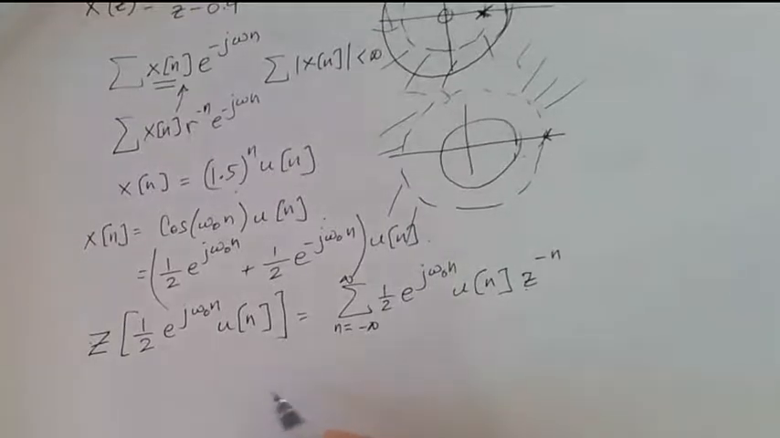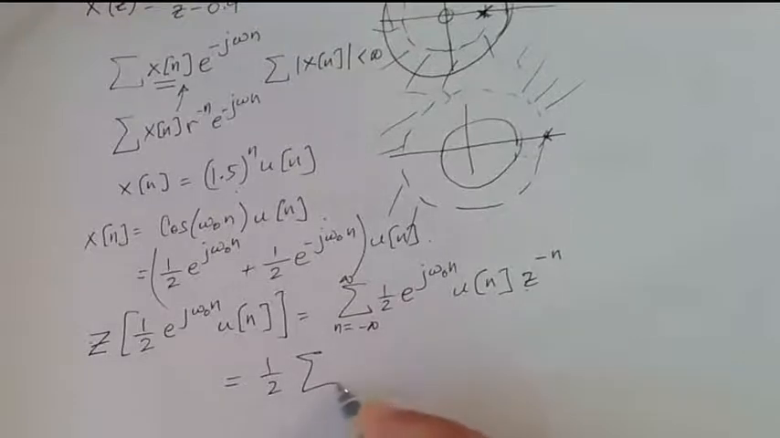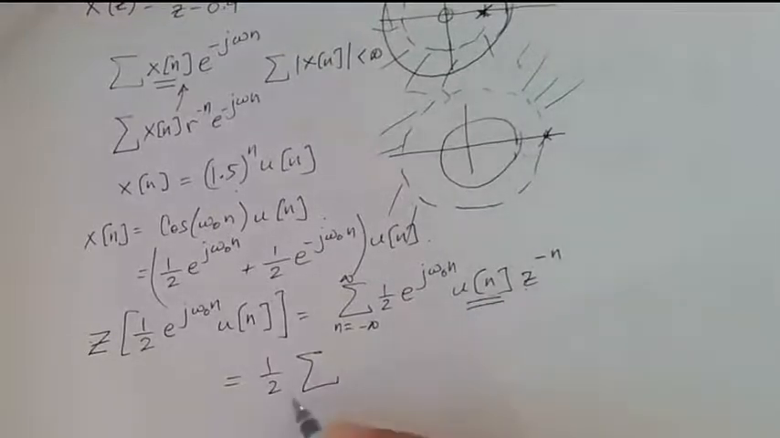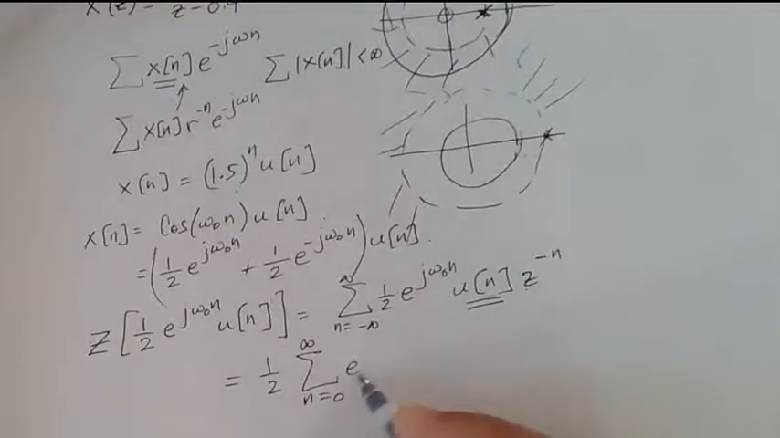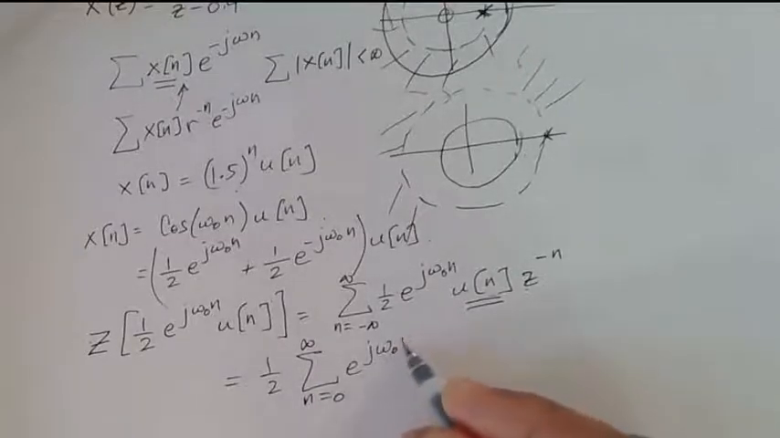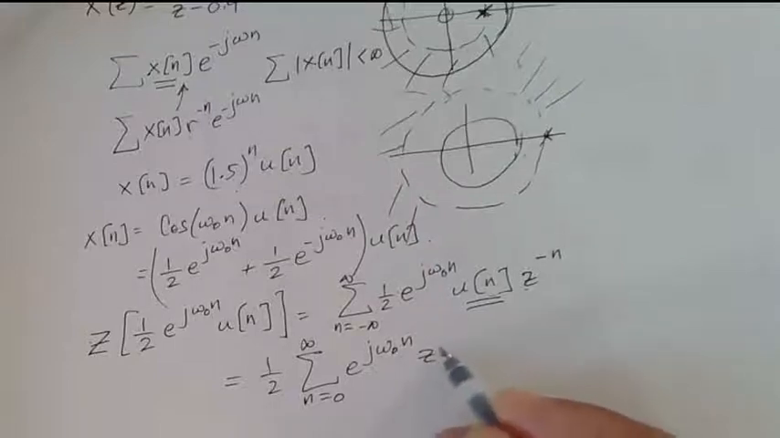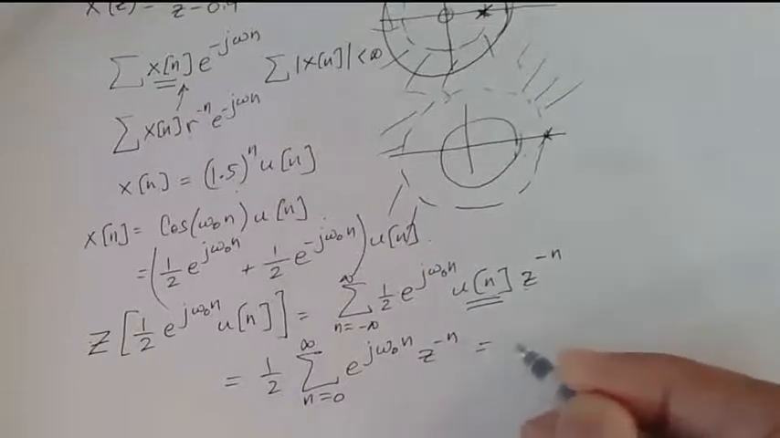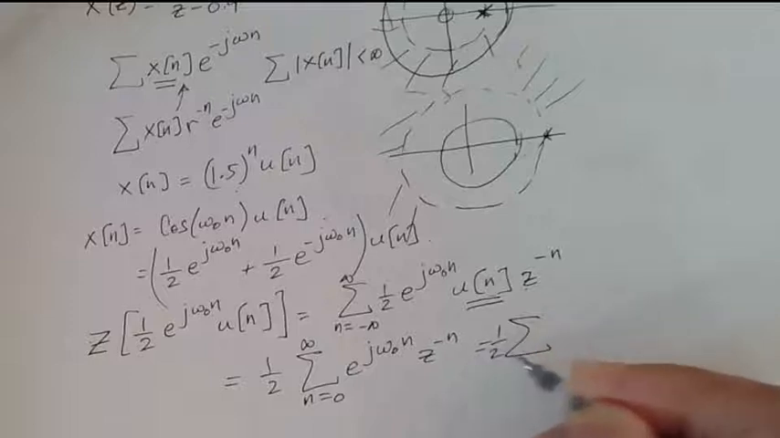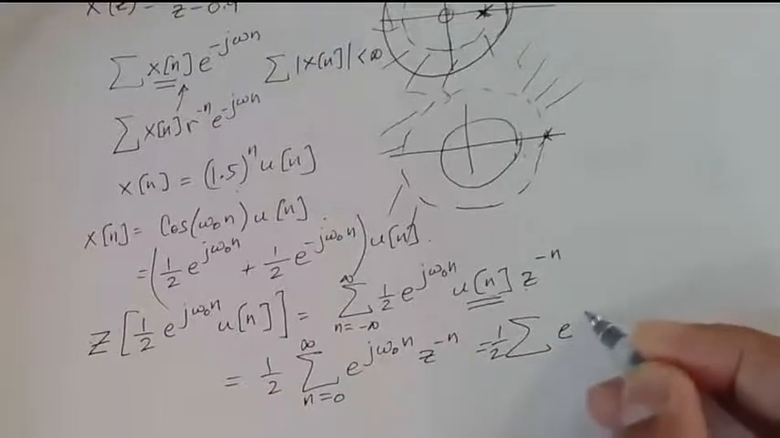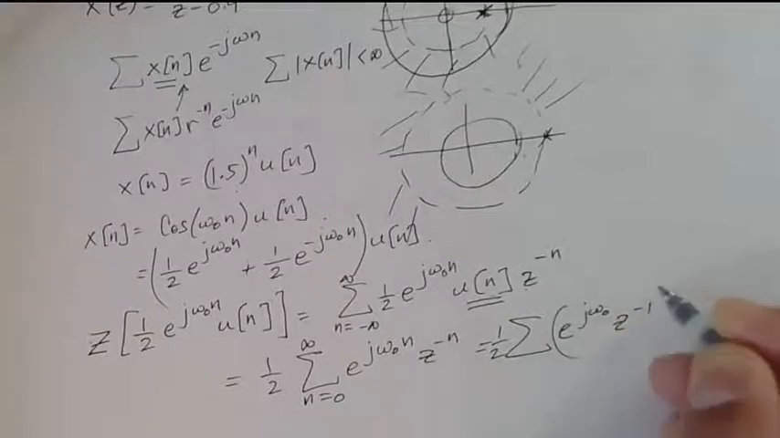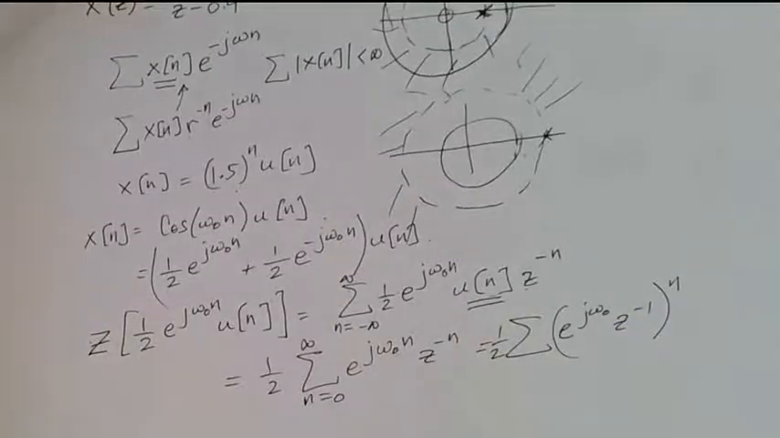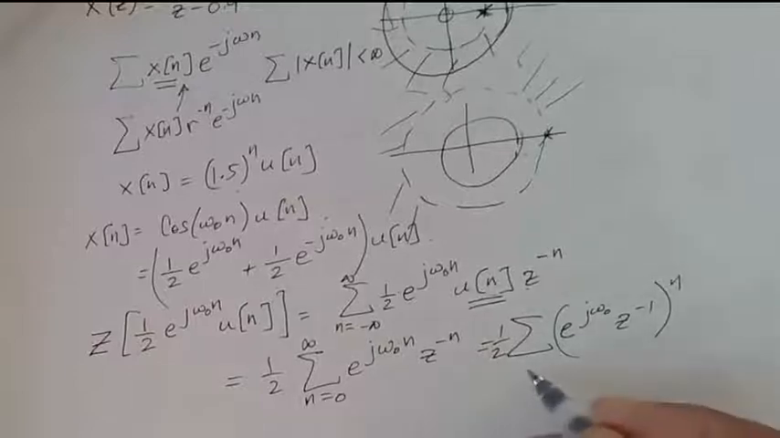This is equal to, I'll take the 1/2 outside. So I have, and because of the unit step, the summation will start from n equals 0 to infinity of e to the j omega naught n z to the minus n, which is 1/2 e to the j omega naught z to the minus 1 to the power n. Okay, I have my geometric sum formula now.